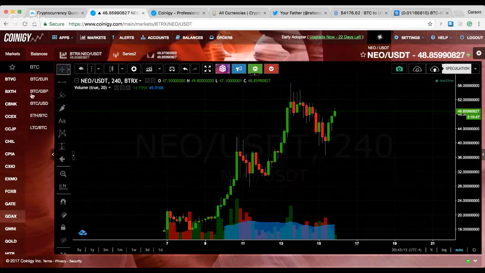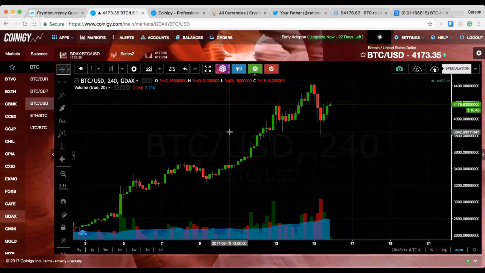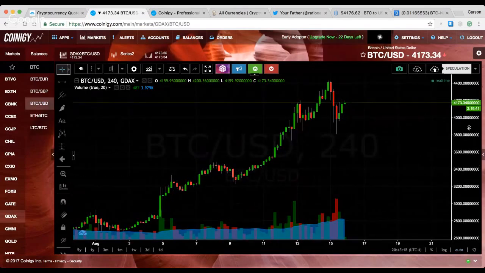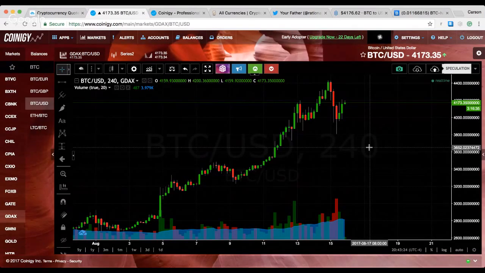GDAX. I'm gonna check the chat box. I know I'm like talking to myself right now. I'm looking at some stuff. Let's watch it. Definitely a bearish divergence.